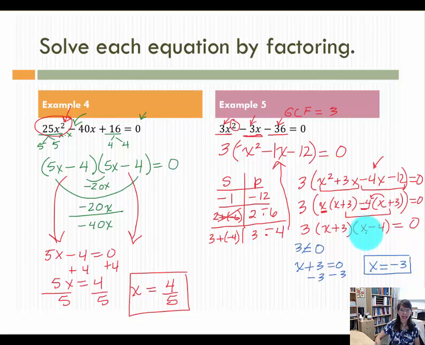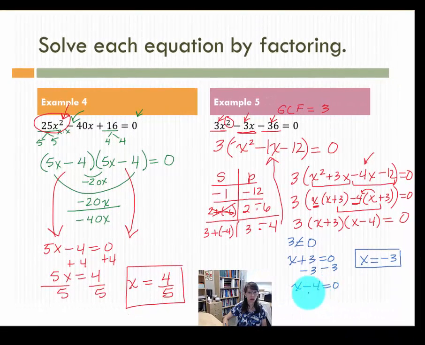The next factor is x minus 4. So when x minus 4 is set to 0, we'll need to add 4 to both sides of the equation. And now we have an x value equal to positive 4. So negative 3 and positive 4 are the two solutions for this equation.